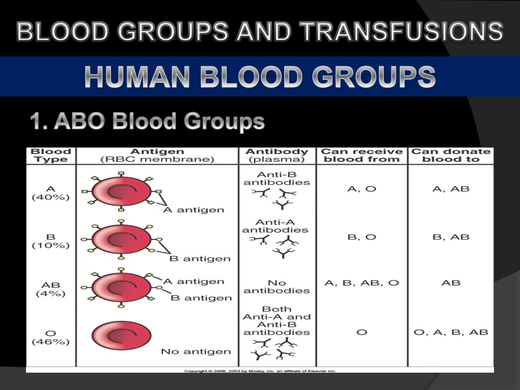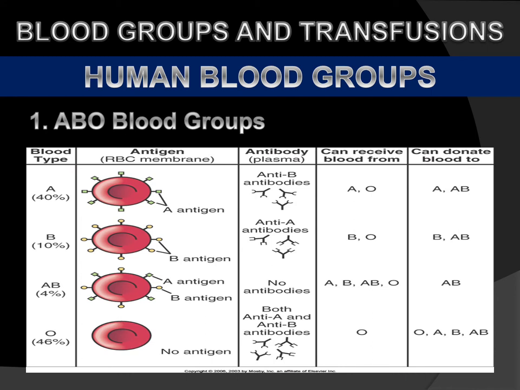Kung blood type AB ka naman, because you both have the A and the B antigen, you will never develop any antibodies. And because of that, you can receive blood from any blood type. And can only donate to AB. Kasi, yun lang yung kapareho mo na blood type. Other than that, maaaring mag-produce ng antibody yung iba. And blood type O, because you have no antigen, you can only receive blood from a blood type O person only.